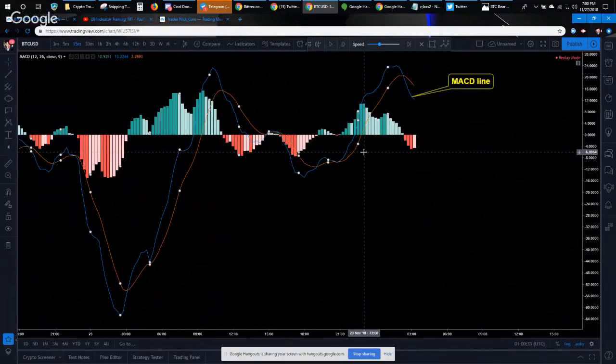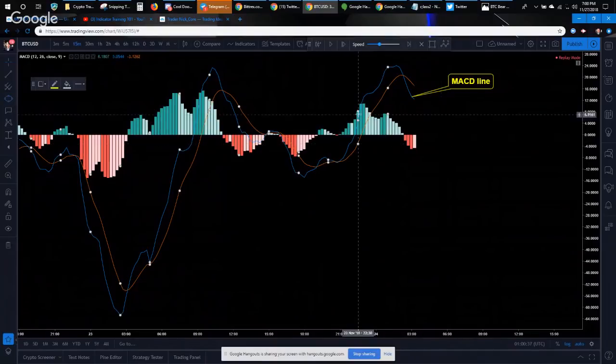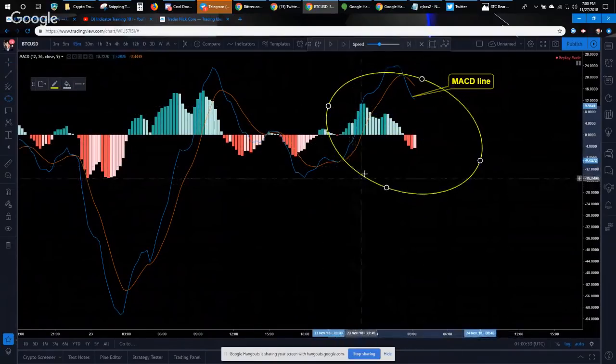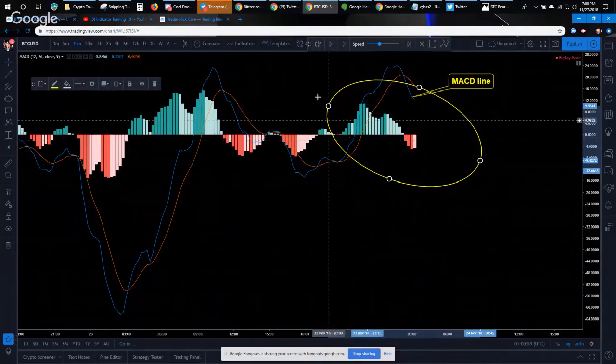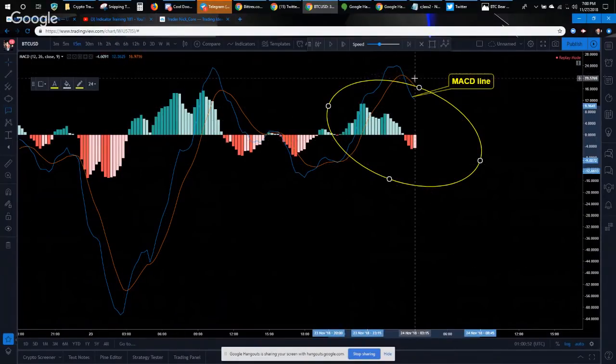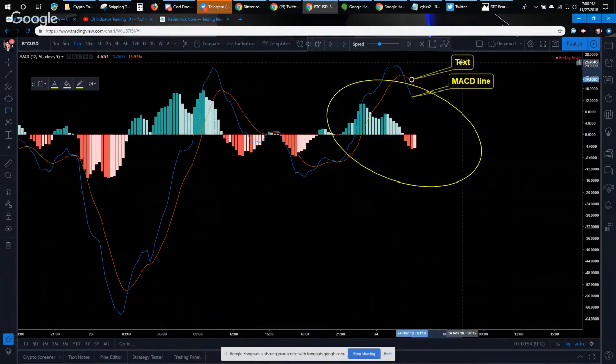So the MACD is often displayed with a histogram, as we can see here. This right here is called a histogram. These green and red bars. And what the histogram does is it graphs the distance between the MACD line and its signal line. I forgot to label the signal line here, which is the orange one.